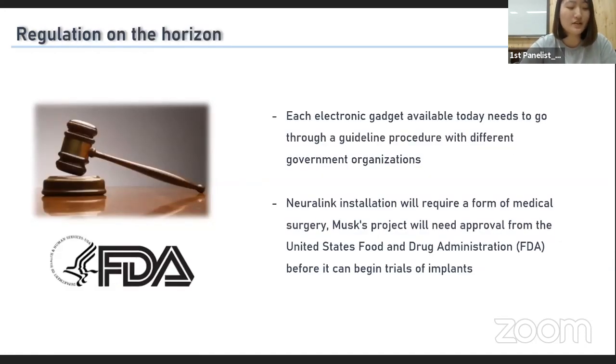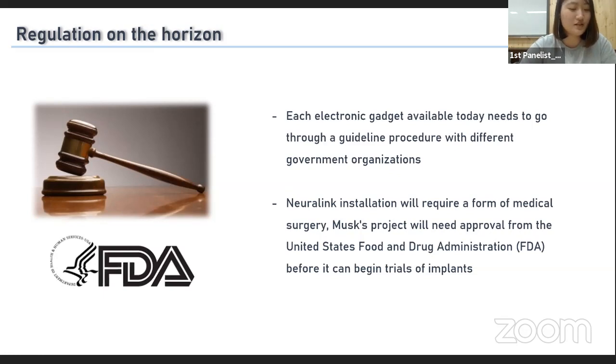Each electronic gadget available today, from desktops to cell phones, needs to go through a guideline procedure with different government organizations to guarantee it is safe to use before it is offered to the general population. The same will be true for the Neuralink brain chip, and in fact, the regulatory checks are expected to be more in-depth than for a customary gadget. Because a Neuralink installation will require a type of surgery, Musk's project will require approval from the US FDA before it can start trials of the implants.